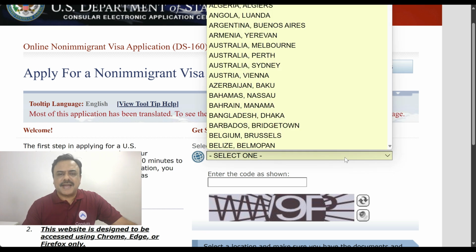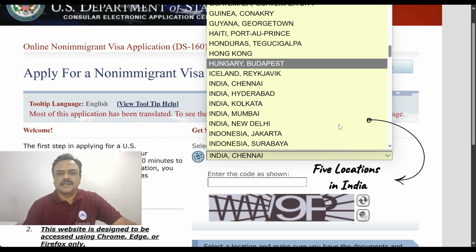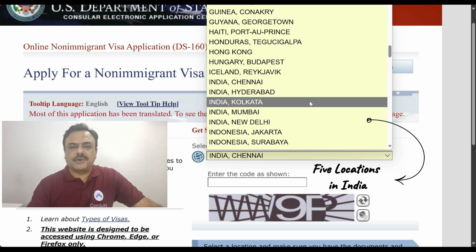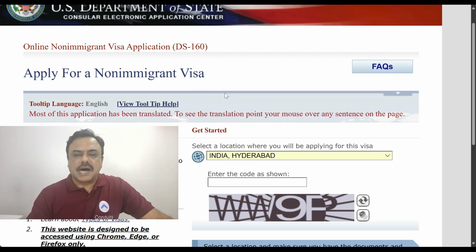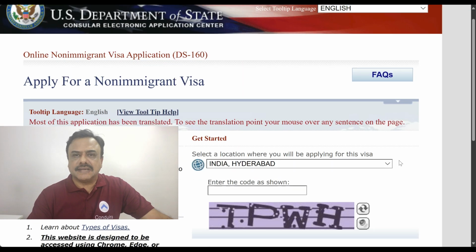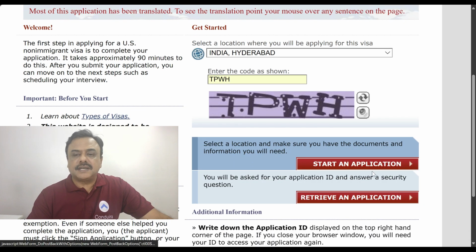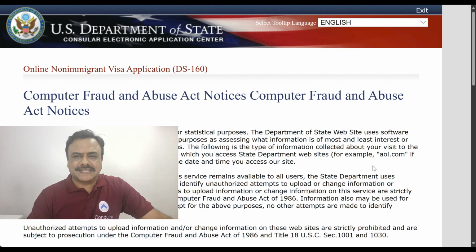You will realize that if you're from India, there are 5 options: Chennai, Hyderabad, Calcutta, Mumbai and New Delhi. Please choose what is relevant for you. I am from Visakhapatnam, so I am going for Hyderabad. After that, there is a code given just to confirm that you are not a bot. You have 2 options. You are not retrieving here, you are starting an application. So that is a tab that you will press. Once you do that, you are now inside.